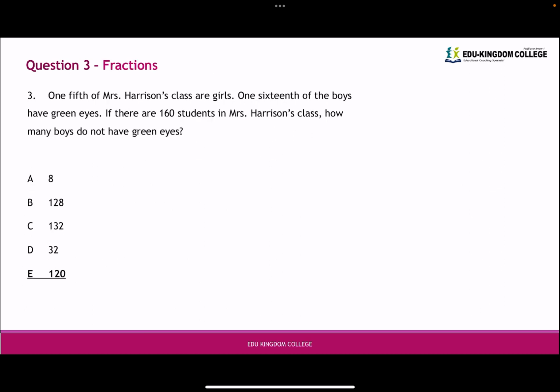Now, 1/5 of Mrs. Harrison's class are girls, 1/16 of the boys have green eyes. If there are 160 students, how many boys do not have green eyes? So 1/5 is going to be 20%. So 160 divided by 5 is 32. So 32 is 1/5. So 160 minus 32 equals 128. So that is 4/5. So these are all the boys, 128 boys in the class.